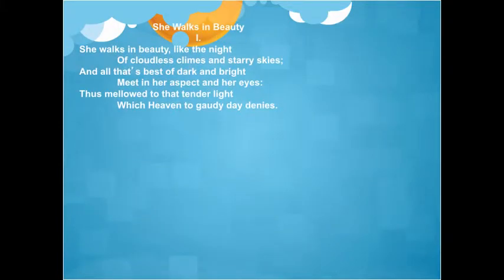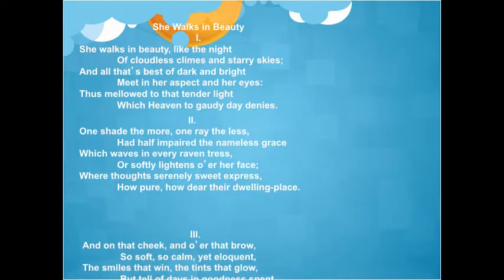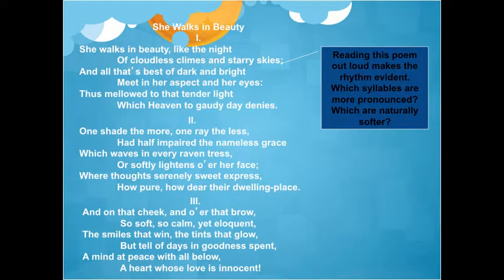Okay? So if I didn't confuse you enough, I'll confuse you a little bit more. Read this poem out loud. Make the rhythm evident. Which syllables are more pronounced? Which are naturally softer? She walks in beauty like the night of cloudless climes and starry skies. And all that's best of dark and bright meet in her aspect and her eyes, thus mellow to the tender light, which heaven to gaudy day denies.